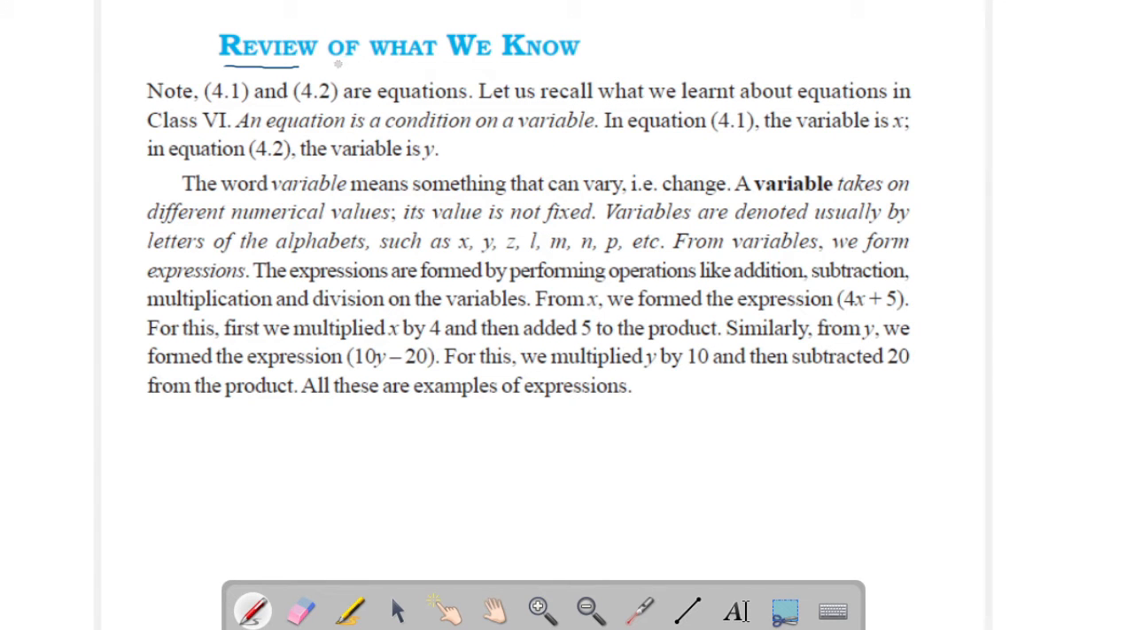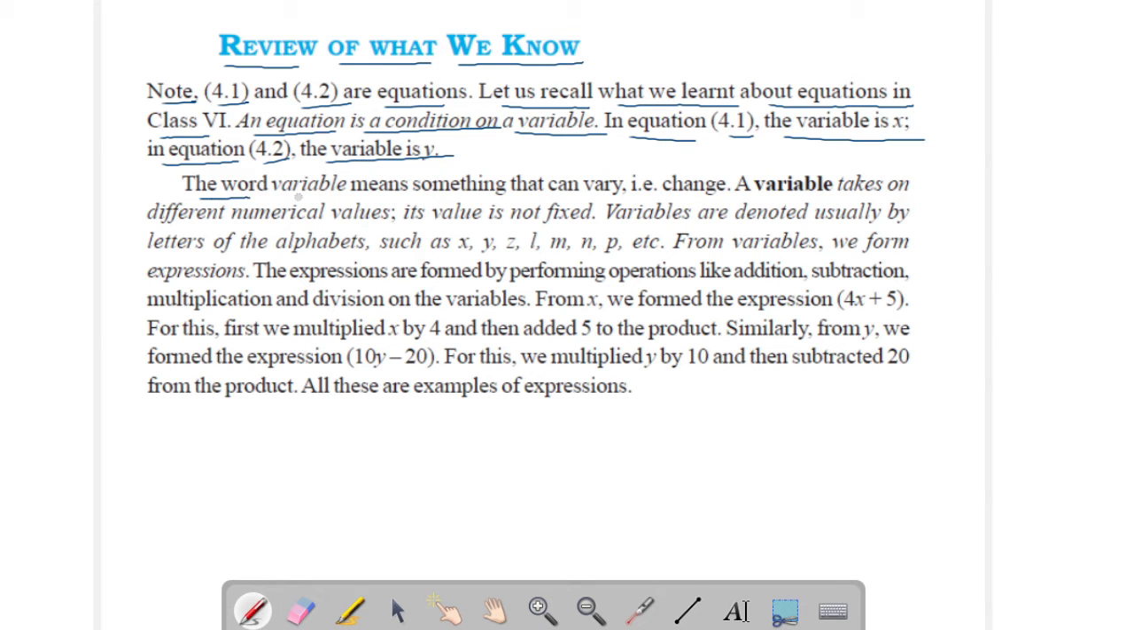Review of what we know. Note 4.1 and 4.2 are equations. Let us recall what we learned about equations in class 6. An equation is a condition on a variable. In equation 4.1, the variable is x. In equation 4.2, the variable is y.